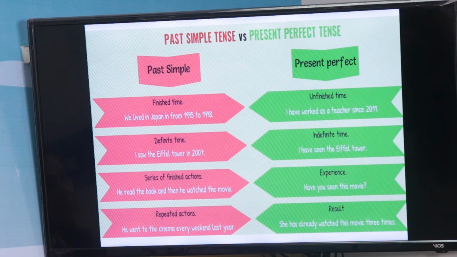Then we have in simple past repeated actions. He went to that cinema every weekend last year. So here the time is all the weekends from last year he was going to the cinema, but the action stops in the past. Then in present perfect we have the result. She has already watched this movie 3 times. It doesn't mention the period of time, but the action continues in the present. If we compare it to simple past, it already stops.